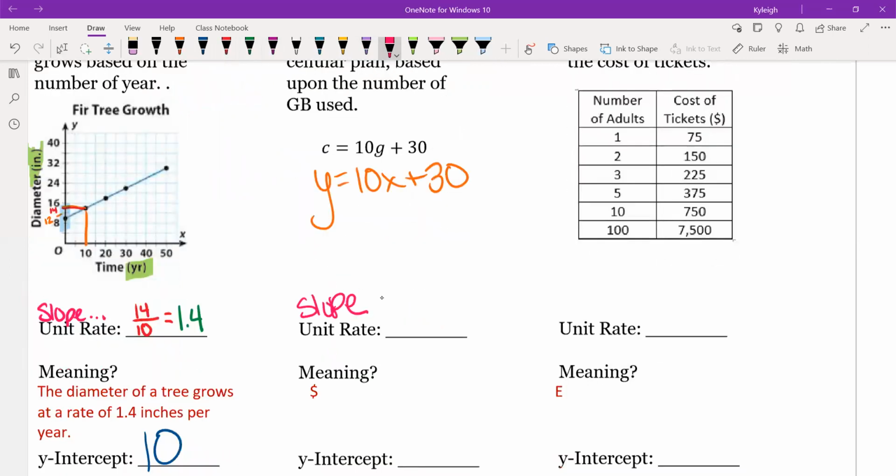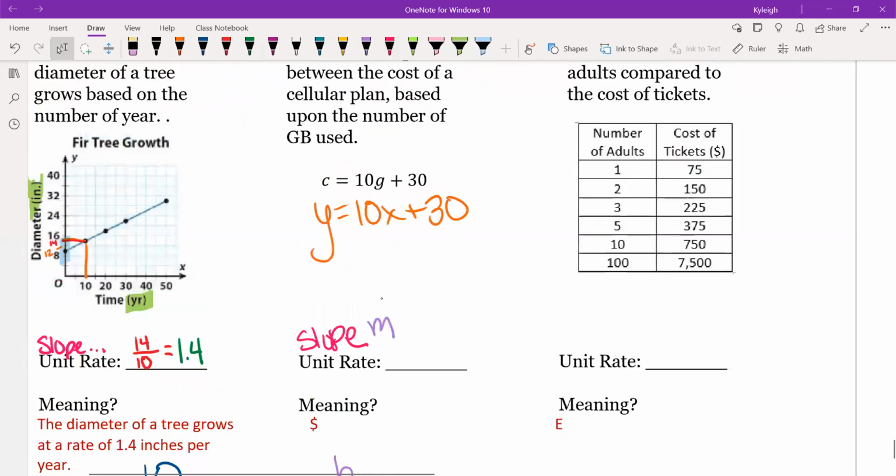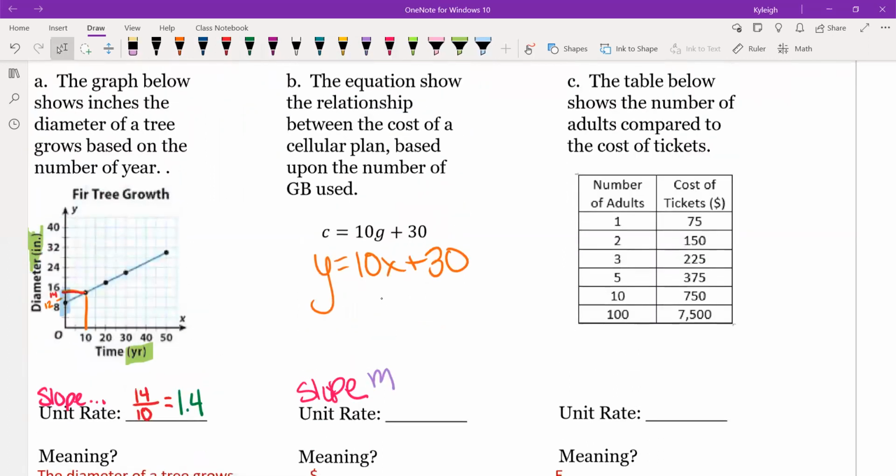and the y-intercept. Do you remember what letter slope is? Slope is M, and your y-intercept is B. So think about which one's M and which one's B in this equation. Hopefully you're saying the 10 is your M and the 30 is your B. So now we're going to take those numbers. So we just said my slope was 10.